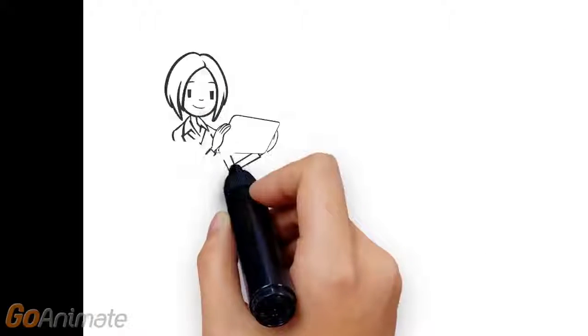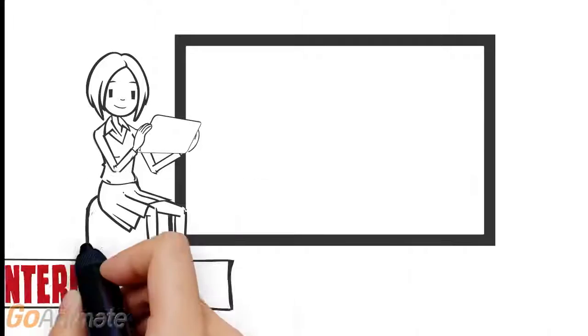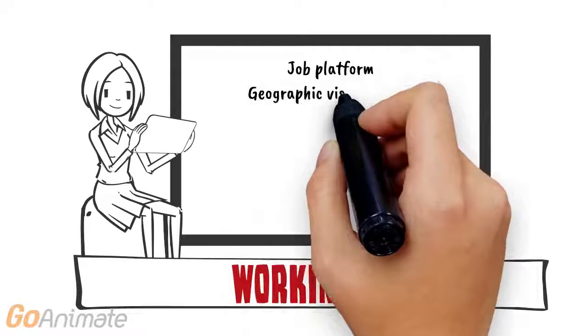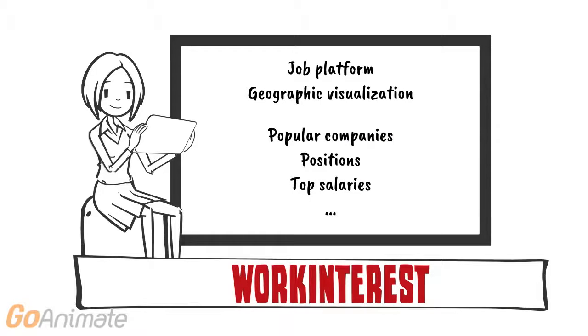We're working on a platform called workInterest. As a reminder, workInterest is a job platform based on geographic visualization. First, we get United States job opening data from business websites. Based on those datasets, we analyze the job titles and locations, calculate the frequency of the keywords, and find the most popular companies in one specific area. More importantly, we want to know in this specific area which jobs win the top salaries.